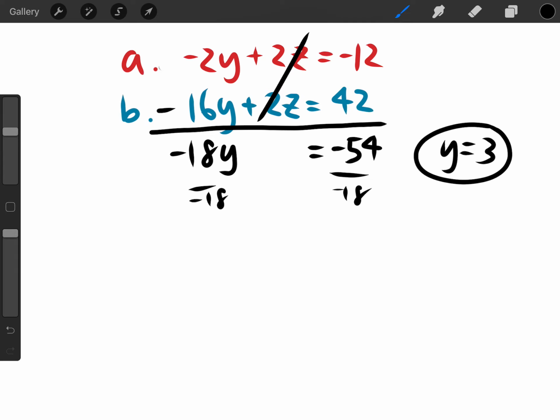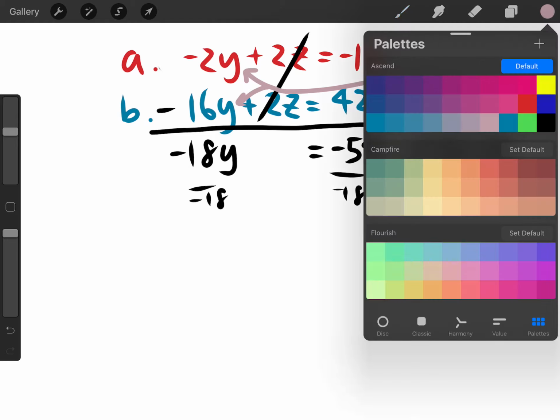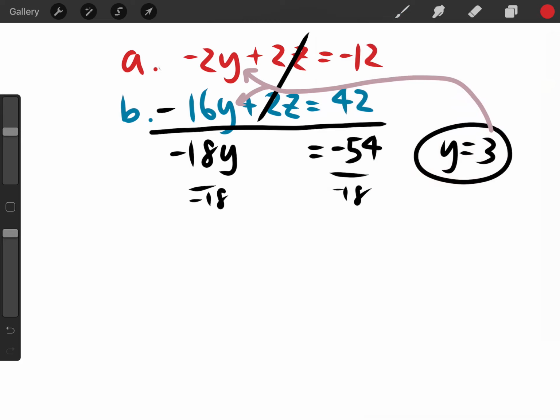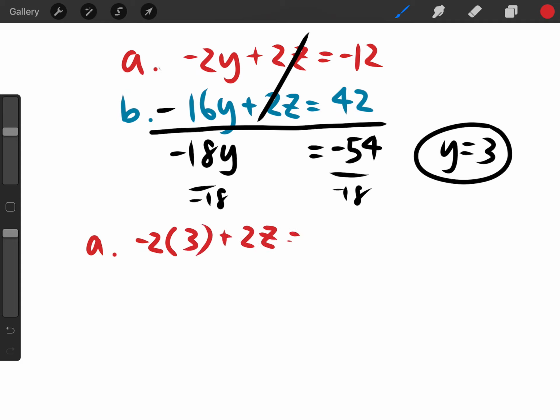Now you can plug this 3 into one of the y's. I'll just plug it into the first one, equation A. So plug 3 into the y in equation A. So negative 3 plus z equals negative 6. Go ahead and solve it. You should get z equals negative 3.